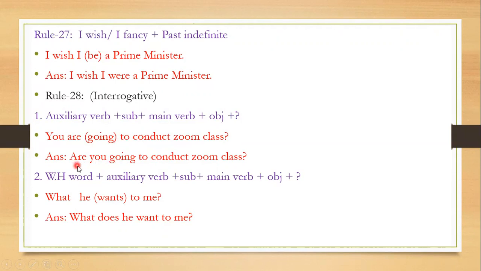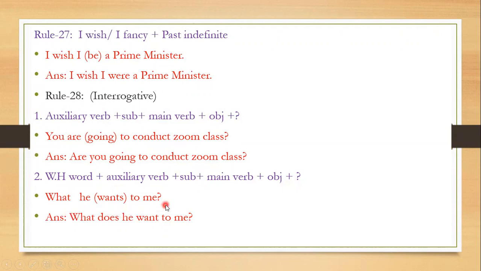The correct sentence will be, are you going to conduct Zoom class? And if you would like to turn the sentence with the help of a WH word, suppose WH word, auxiliary verb, subject, main verb, object, then question mark. What will be the sentence?